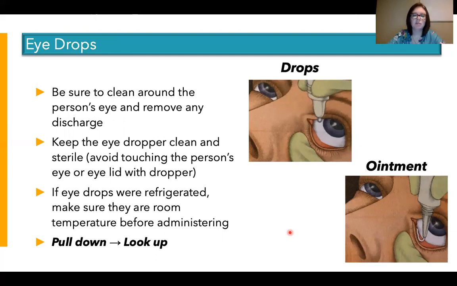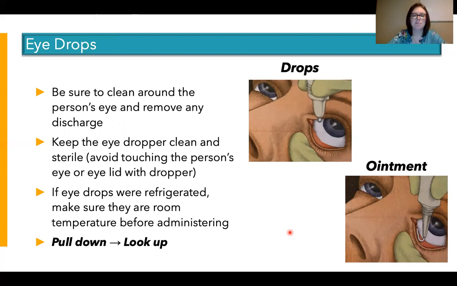And then making sure that we keep the eyedropper clean. We really want to avoid touching the person's eyelid or their eye with the dropper. We want to keep that as clean and sterile as possible. And that goes for the cap too. So not putting the cap in some kind of area where there could be a lot of germs or bacteria, but keeping that cap clean.